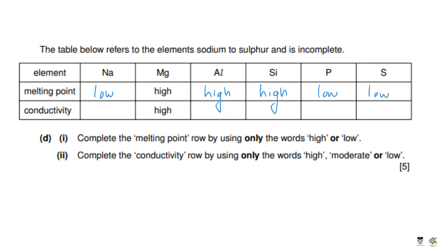Complete the conductivity row by using only the words high, moderate, or low. Sodium, a metal, so the electrical conductivity is high. Magnesium high. Aluminium high. Silicon, the semiconductor, so we will put moderate. And then the simple molecular structures, phosphorus and sulfur, will have low and low for electrical conductivity.